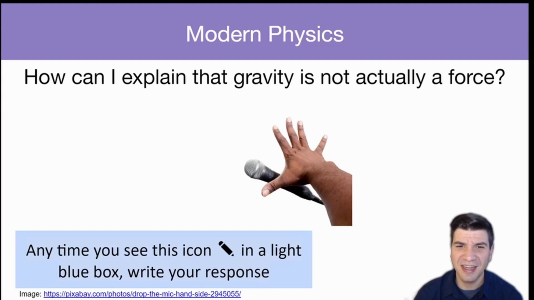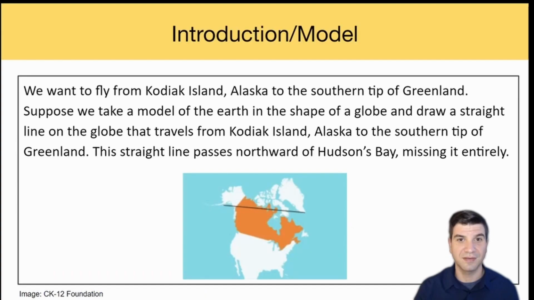So today's lesson has an interesting series of images in it, and I'd like to take a moment just to try to clarify what those images are trying to show. A couple slides in, they show you an image of North America, and they've taken a path starting off in Kodiak Island, Alaska to the southern tip of Greenland.